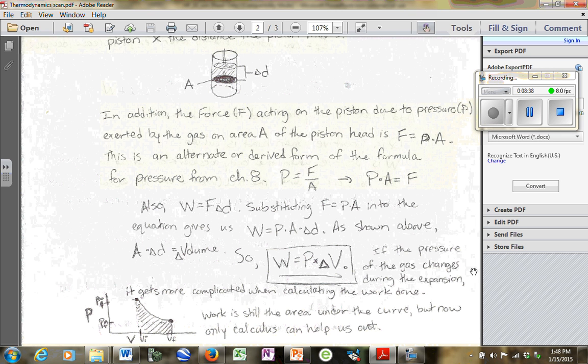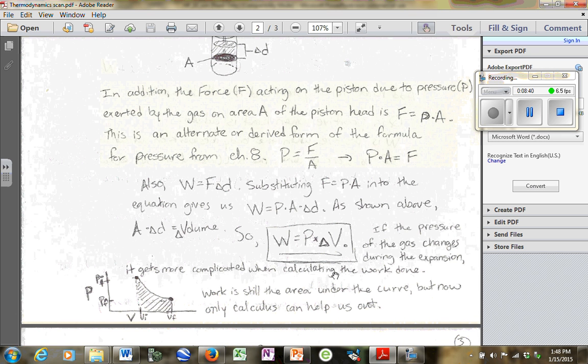Now, if the pressure of the gas changes during the expansion, it gets a little more complicated. We get a picture like this, and finding the area underneath a curvy curve like that is going to require calculus to help us out. And you could do that when we get to the end of our pre-calculus book. The point there is that's where that comes from.